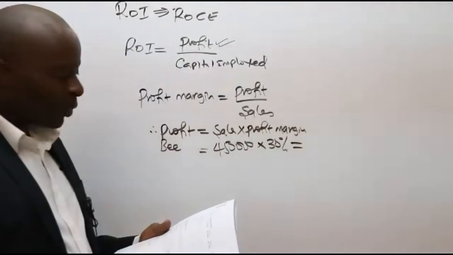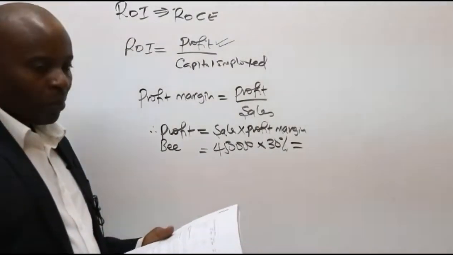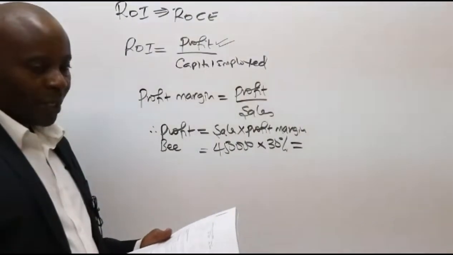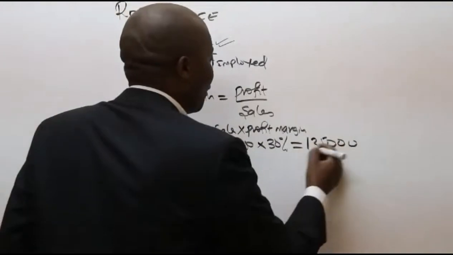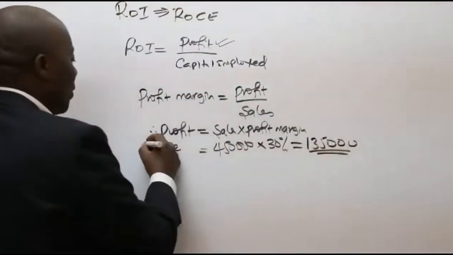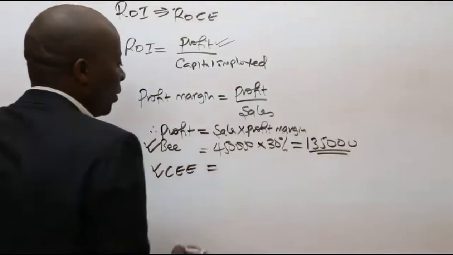The profit that I'm looking for, the profit for B: 135,000. Thank you very much. And then, ladies and gentlemen, now we have the profit for C. So the profit for C, what do we have?